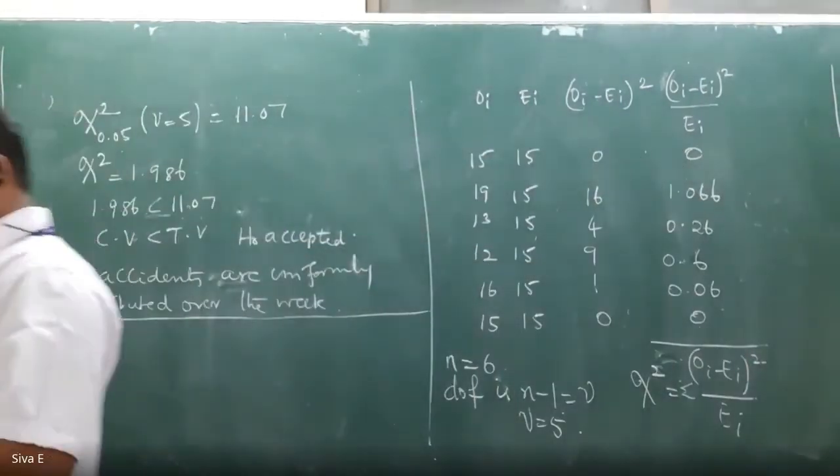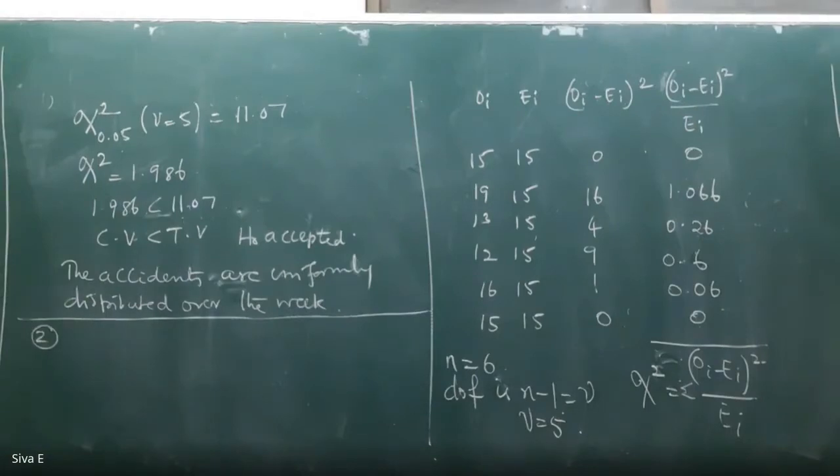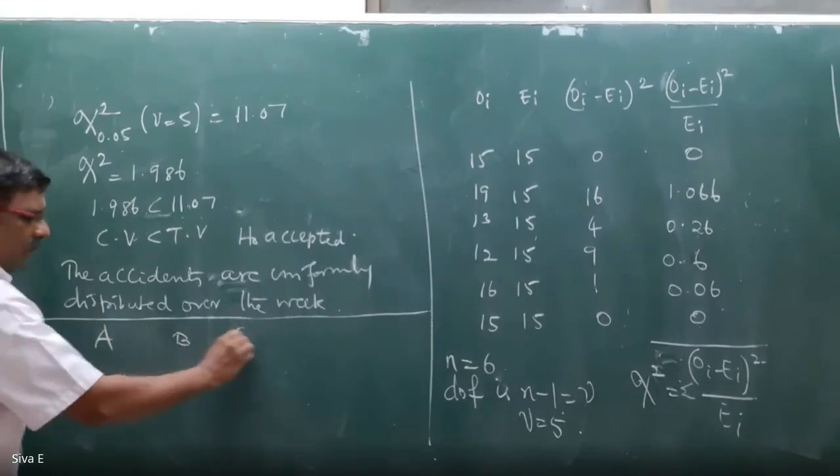The following table shows defective articles produced by 4 machines: A, B, C, D.